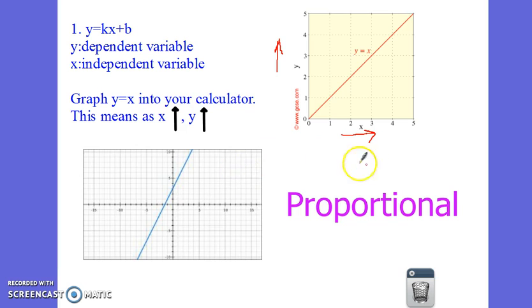Now, on your paper, I want you to manipulate this a little bit. Change the numbers. Instead of y equals x, where k is 1 and b is 0, manipulate it a little bit to where you can change that. What happens if this number k is greater than 1? What happens if it's less than 1? What happens if it's a negative? Either way, look at how those numbers change your graph. But that is proportional. We say y is proportional to x.